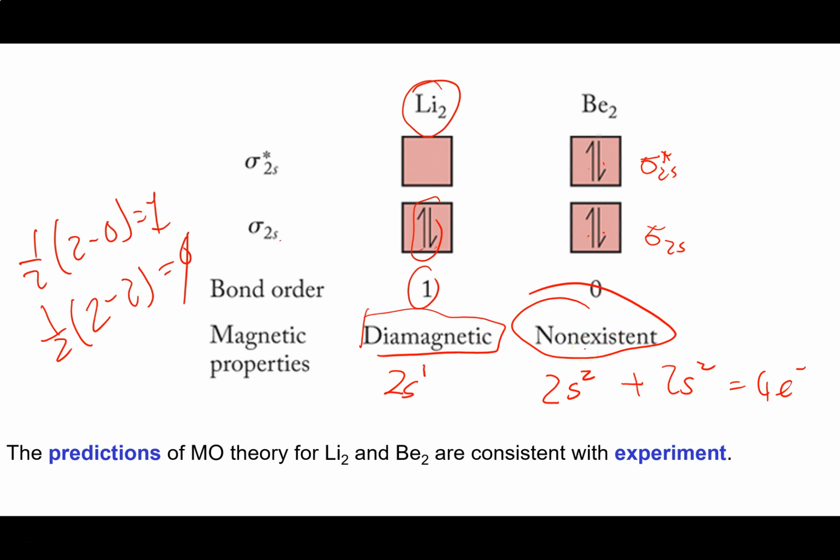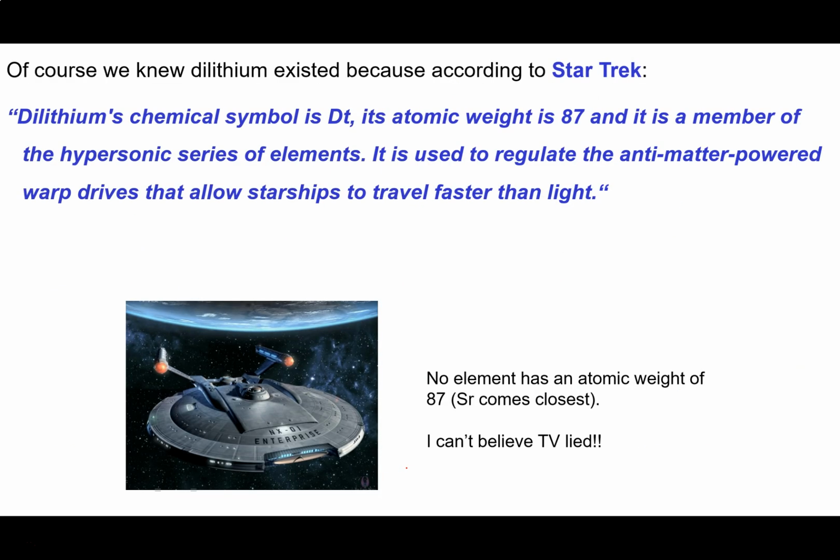So we can't talk about whether something is paramagnetic or diamagnetic if it's non-existent. And it turns out that this is exactly what we see experimentally. And of course, we already knew dilithium existed because of Star Trek, where it's used in the warp drive.